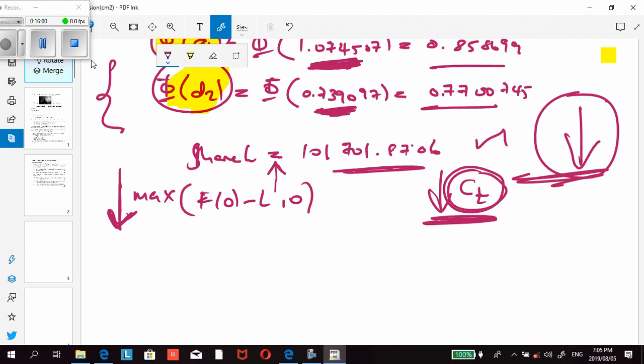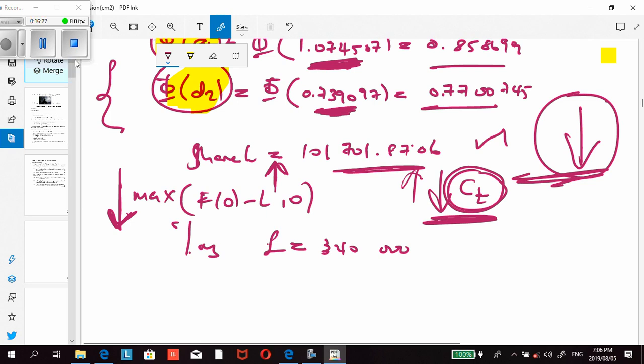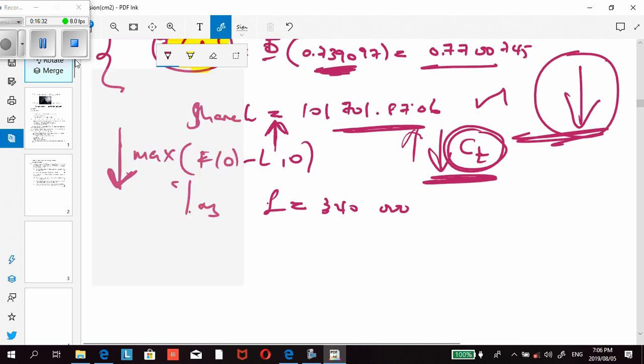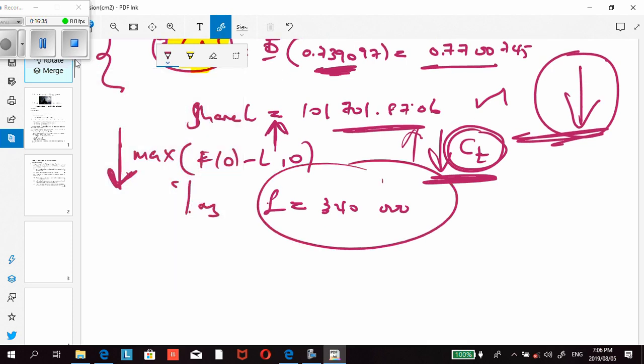So I can see here that I must try a bigger value of L from the 300,000 I've been working with. So I'm going to try L is equal to 340. You cannot go down from 300,000 because that will increase the value of your call option, and that is not what we want. So I'm going to try 340 now.